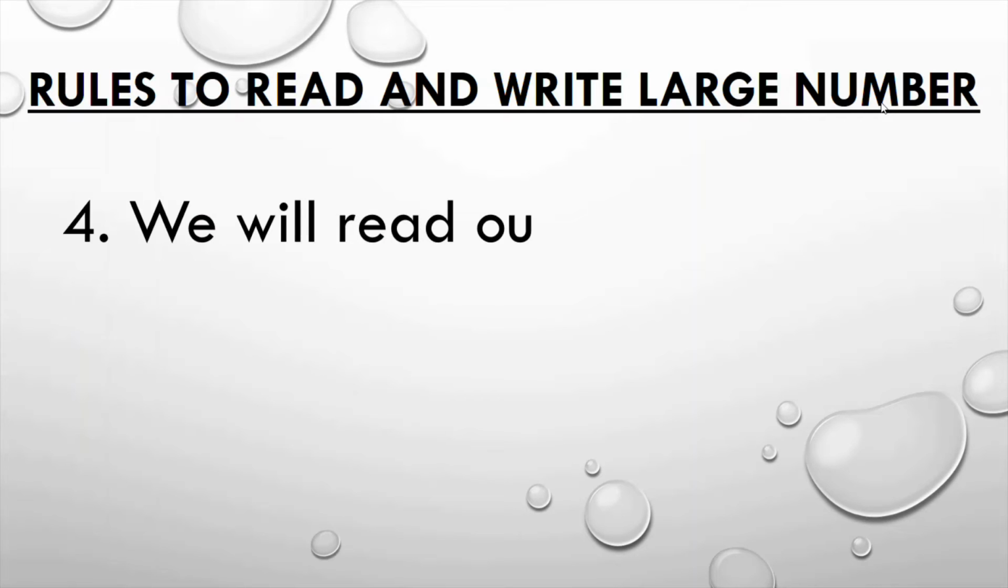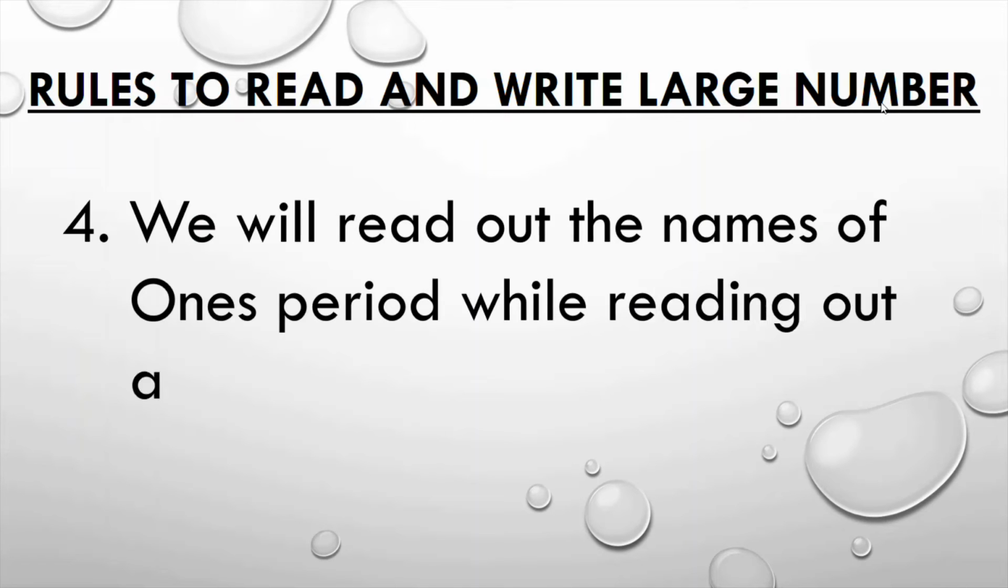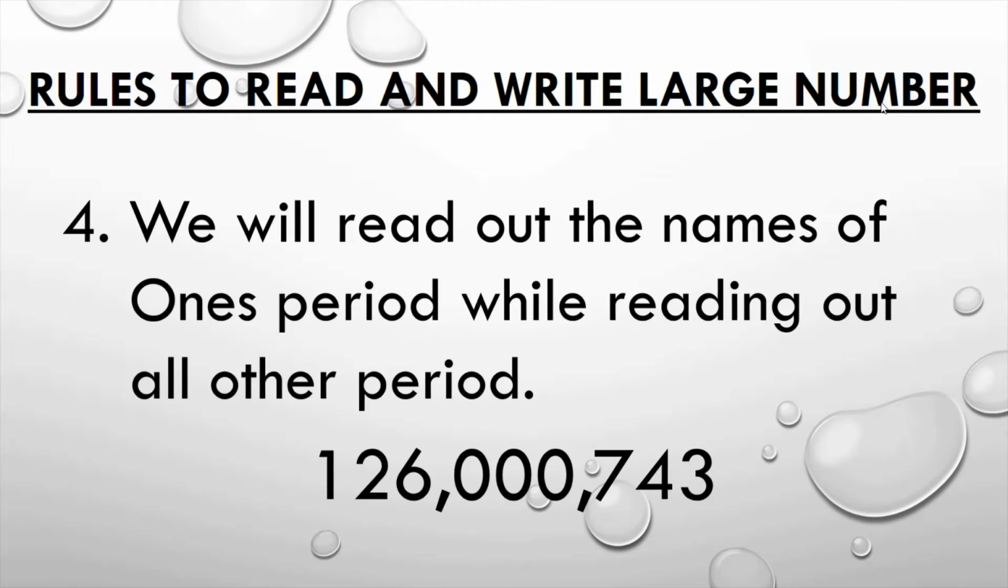Rule 4. We will read out the name of the ones period only when reading numbers with other periods, for example, 126,743.